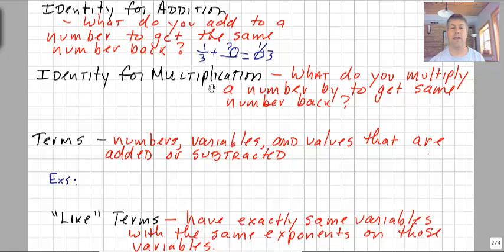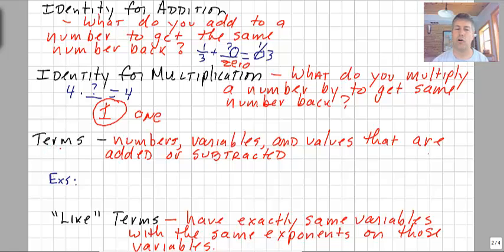The identity for multiplication, same kind of question. What do I multiply a number by to get the same number back? Well, 4 times some number equals 4. Well, what's that number? That number is 1. So the identity for multiplication is 1. Doesn't really look like a 1, but it's 1. And the identity for addition is 0. 0 is our identity for addition. 1 is our identity for multiplication.